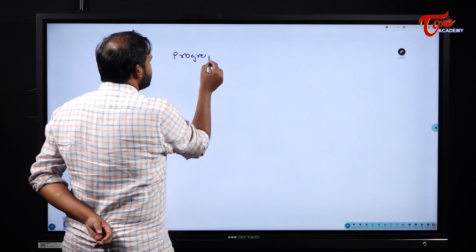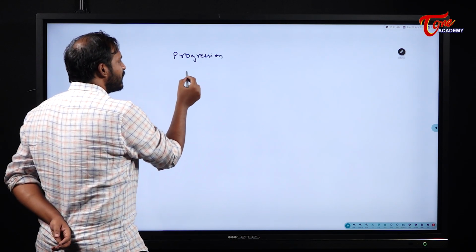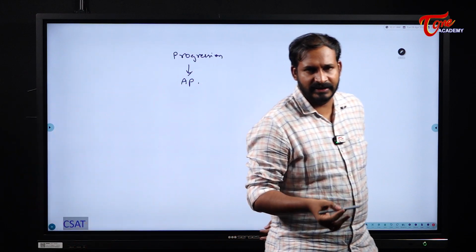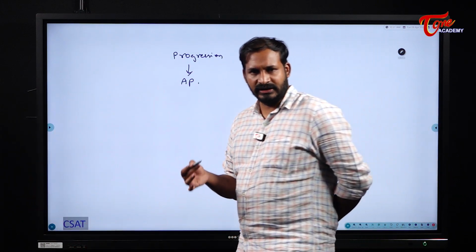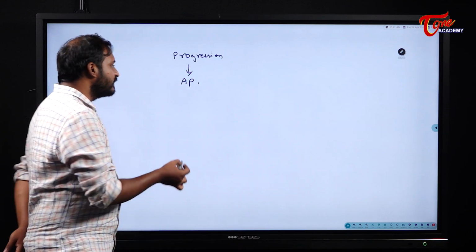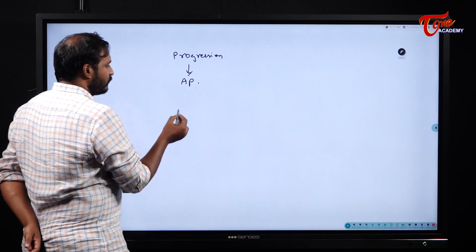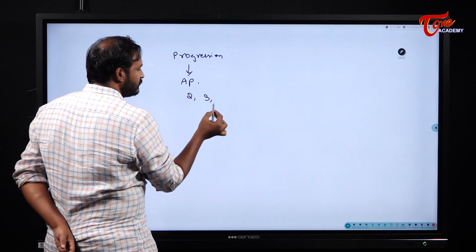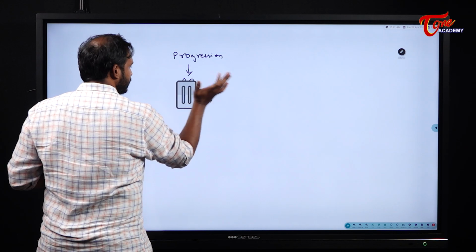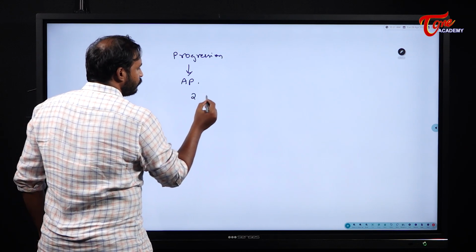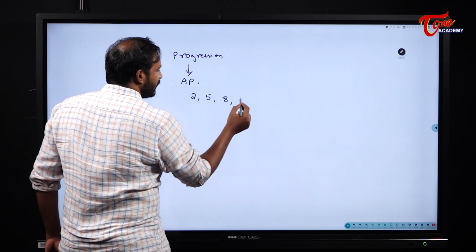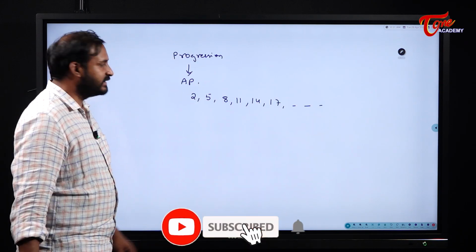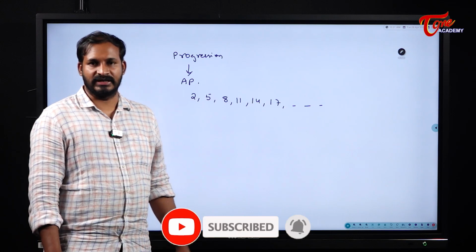Sir, what is this progression? Mostly we will have questions based on arithmetic progression. That means how many terms will be there, the number of terms and all these basic things. Now see here, for example 2, 5, 8, 11, 14, 17, like this. We can say that these numbers are in arithmetic progression.